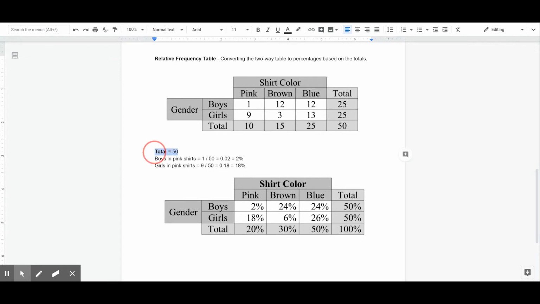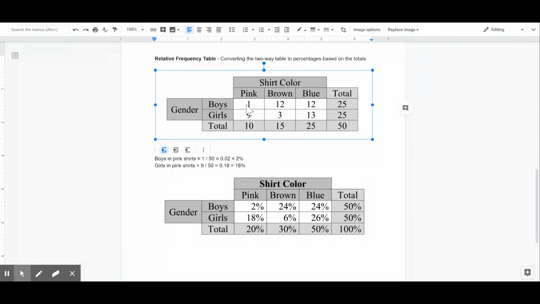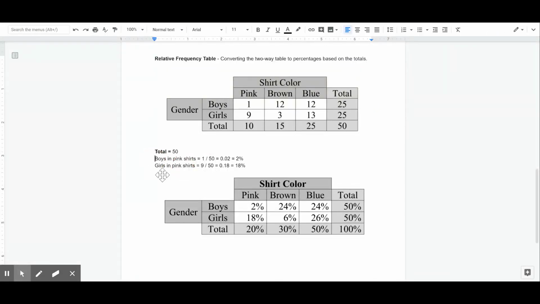If we know the total amount is 50, we can start on the top left over here by saying, okay, the total amount of boys in pink shirts is 1. If we divide 1 by 50, if we make that into a fraction and divide the top by the bottom, we get 0.02 or 2%. So then we fill in this value here with 2%. Same thing goes for girls in pink shirts. So we put 9, divide it by the total amount, 50, and we get 0.18 or 18%. So here you can see that's where we got the 18%.